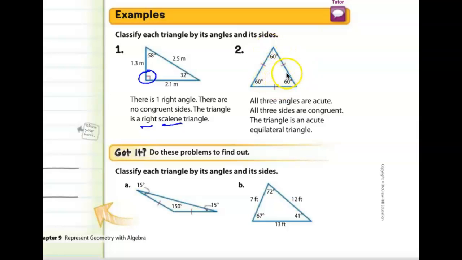And if we look at this particular triangle, this is very familiar. All three sides are equal because the dash, 1 dash, 1 dash, 1 dash, that indicates all three are congruent. And then we have all three angles that are exactly the same measure. And they're also less than 90 degrees. So this equilateral triangle is an acute equilateral triangle. All equilateral triangles are acute.